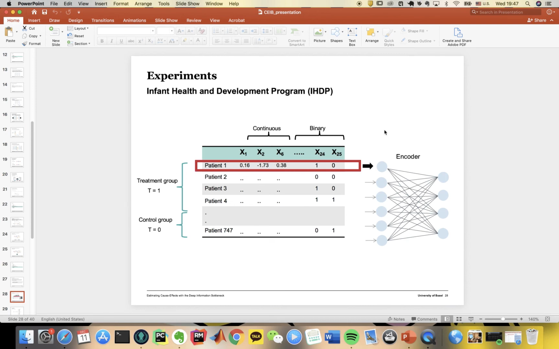For the decoder, the ground truth part, we have treated and untreated, which is labeled by a binary variable, either set to 1 or 0, as I mentioned before. And the ground truth label Y, in this case, is the cognitive score of the infant, so apparently they are just continuous numbers. For training, we stack the continuous and the binary data together.